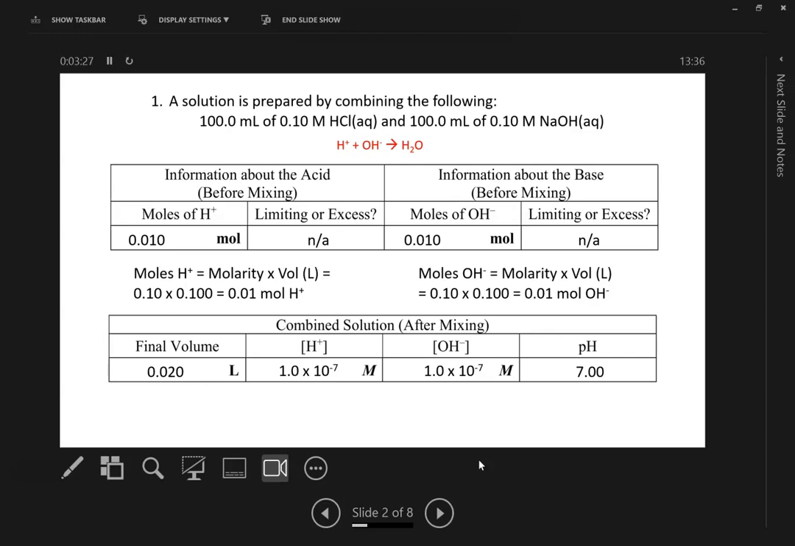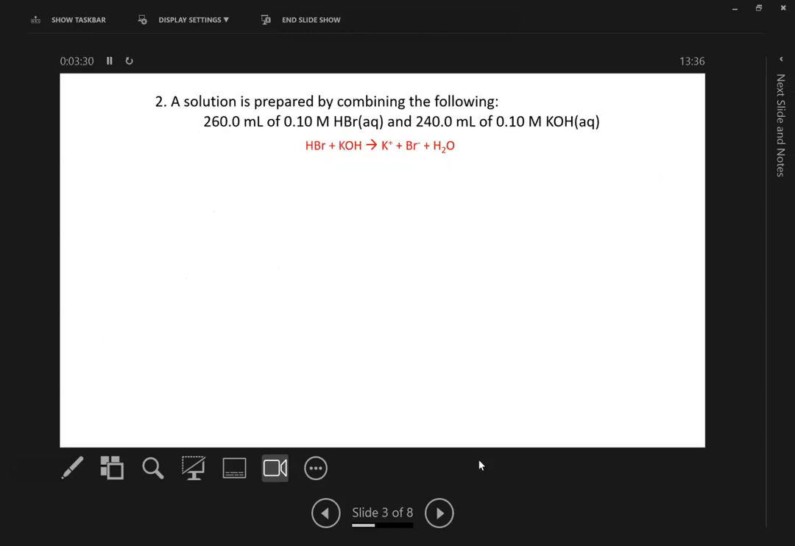The next two, only slightly harder and not very difficult. Okay, so here we have 260 milliliters of 0.1 molar HBr and 240 milliliters of 0.1 molar KOH. HBr is on our list of strong acids. So we write a reaction which is not an equilibrium. It is a unidirectional reaction. We get HBr plus KOH gives potassium ion and bromide ion and water.